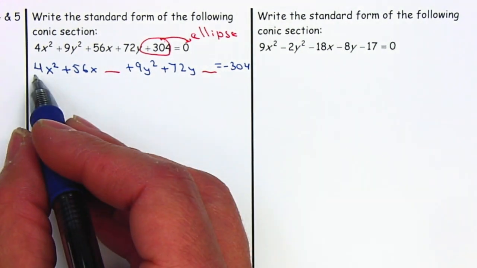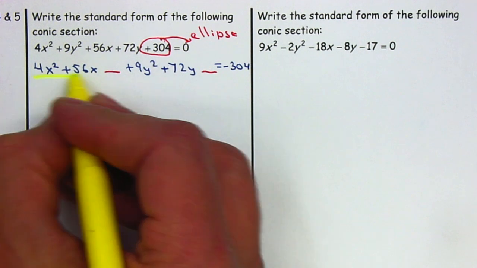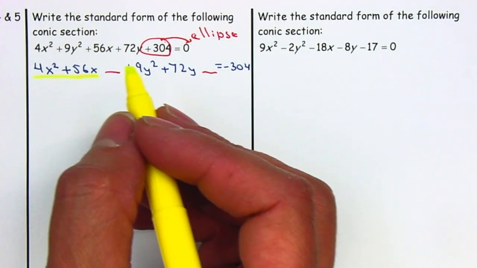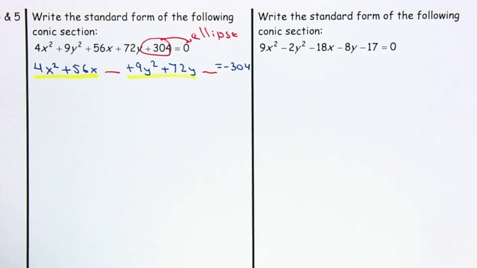I cannot complete the square in here because I need to be able to factor out a 4. The x squared has to be by itself, or just have a coefficient of 1. Same here, I want to be able to factor out a positive 9. I need to have a coefficient of positive 1.